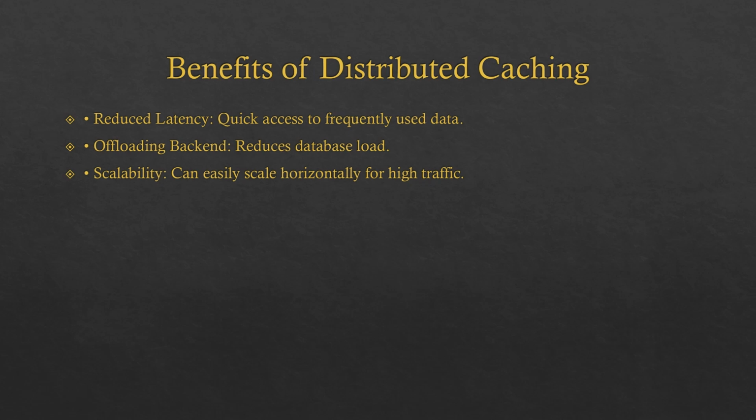Distributed caching provides several benefits. Among them, reduced latency, offloading the backend, and scalability are the main ones. Reduced latency, as the data is stored closer to where it's needed. Offloading the backend by reducing the number of database queries. Scalability, because distributed caching systems can easily scale horizontally to meet increased demand.